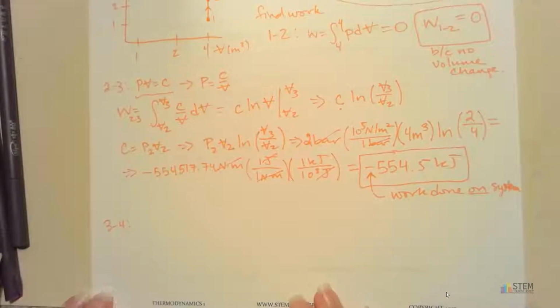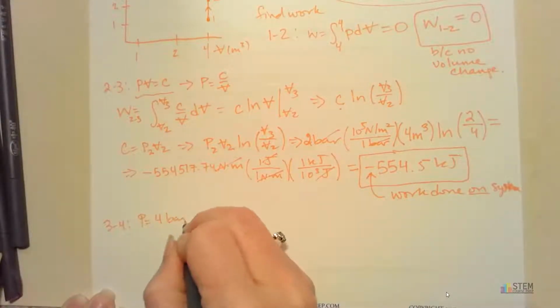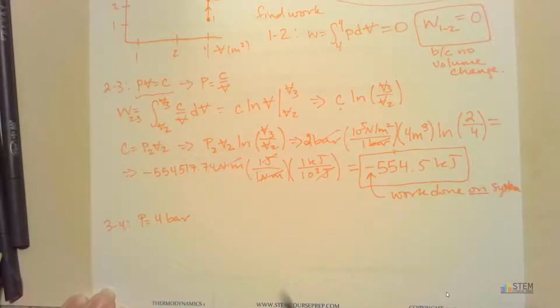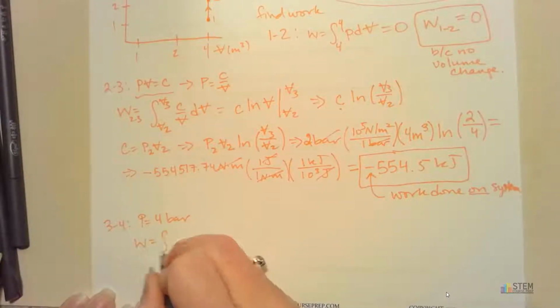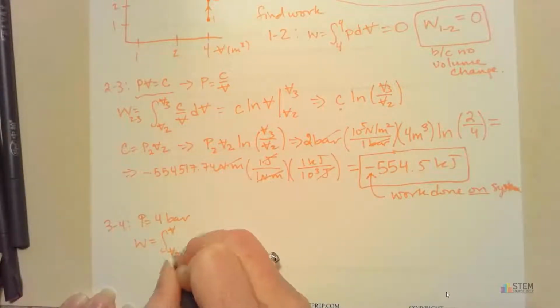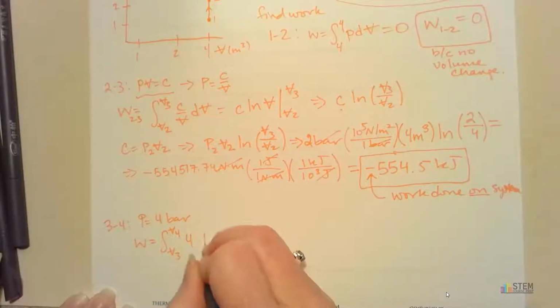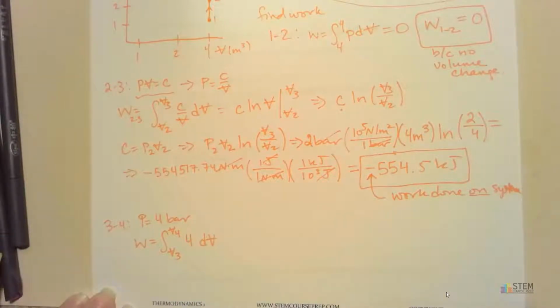And last one, process 3-4. So this one we have a constant pressure, so that'll make things easy. Pressure is going to be 4 the whole time. So work, you're still going to use this integral equation. Now we're going from state 3 to 4, so you'll have limits of volume 3, volume 4. Put 4 in for pressure, and dV.